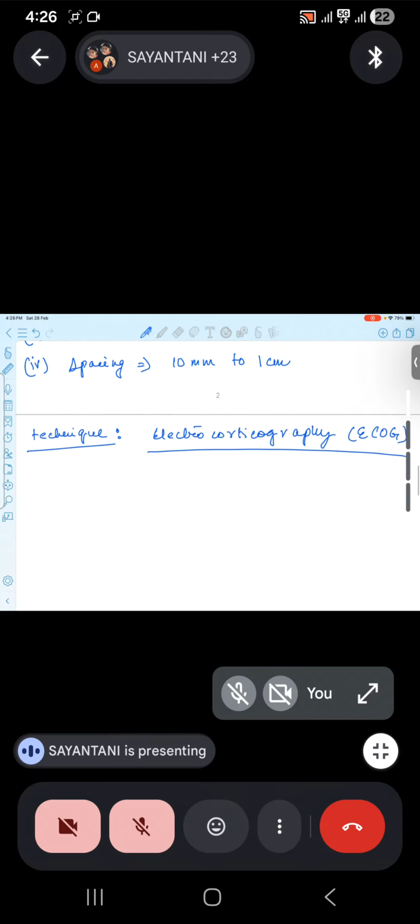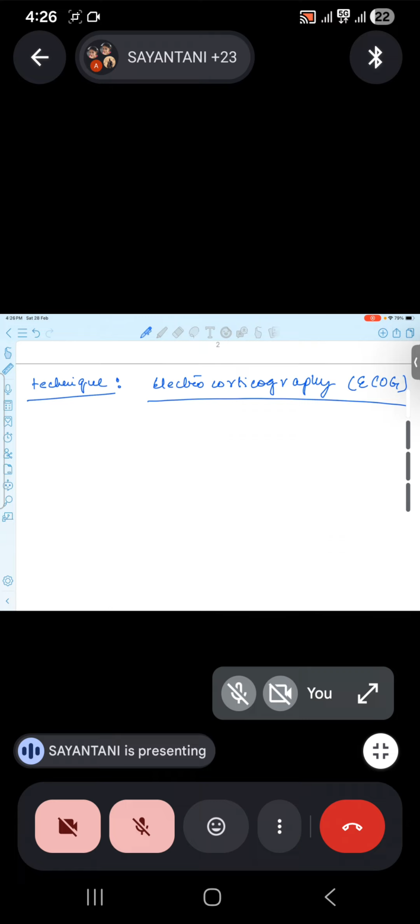And next, we are going to go to the third category. And this is the most important and popular category, that is our non-invasive technique.